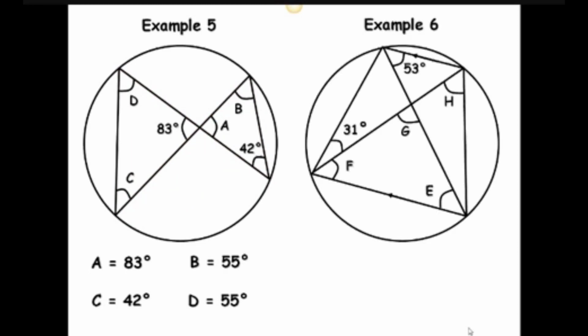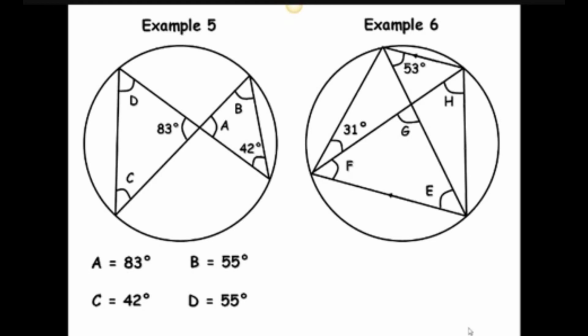Example 6. Right, remember the little arrows there mean those two lines are parallel. They're parallel to each other. So when you see that, always be thinking, right, I need to be looking out for alternate angles. You're looking for Z shapes. Corresponding angles, you're looking for those sort of F shapes where the bars are parallel to each other.